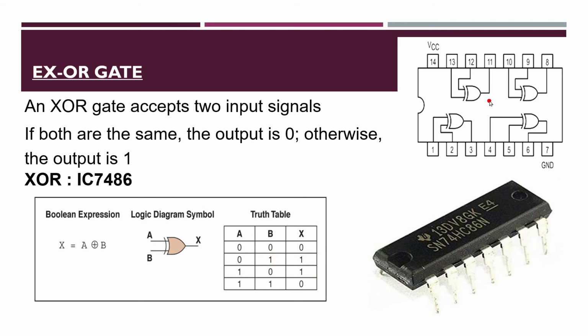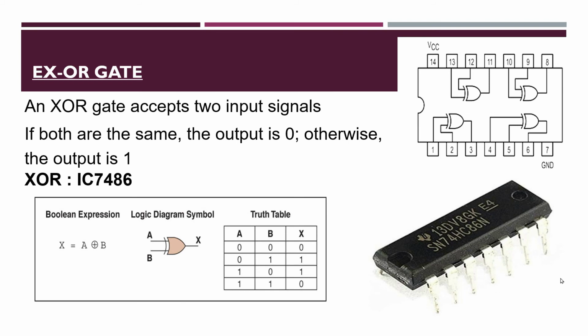Here also you will have the same pin configuration diagram as that of NAND, AND and OR gates. 1 and 2 are the inputs and 3 is the output. 4 and 5 are the inputs and 6 is the output. 9 and 10 are the inputs and 8 is the output. 12 and 13 are the inputs and 11 is the output. And as usual, the 7th pin is ground and the 14th pin is your VCC. Here also 7486 is the IC number. On the top of the IC you can see 7486.